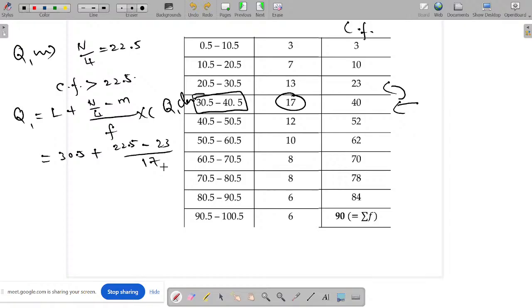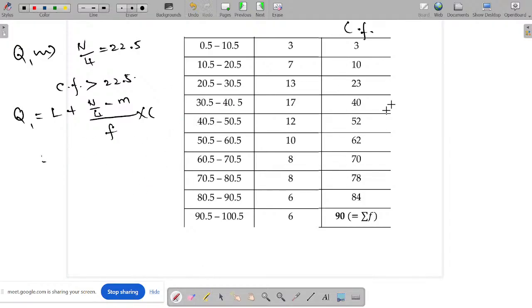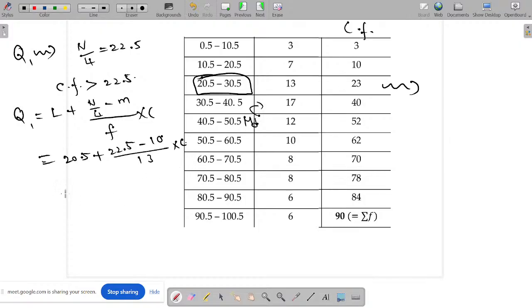Sorry, sorry. Okay. This will be totally wrong, right? Here, this is a median class. Sorry, this is a quartile class. So L takes the value 20.5 plus 22.5 minus 10 divided by 13 into C. I'm also checking. See, this is my median class. How can the earlier one be a quartile 1 class? Okay. Thank you.